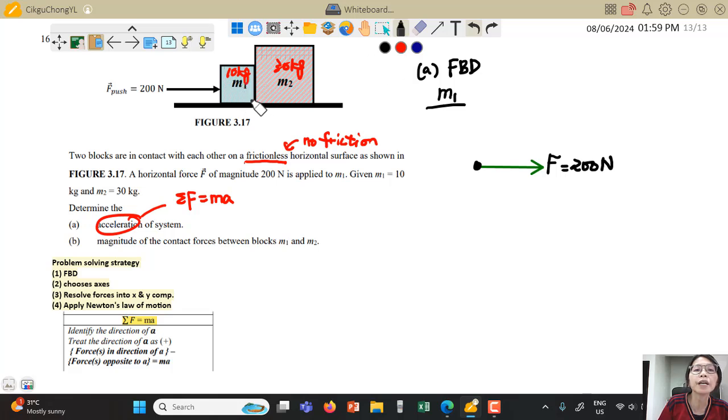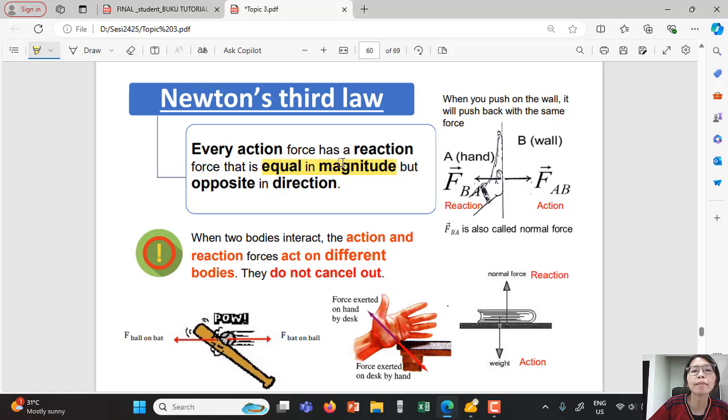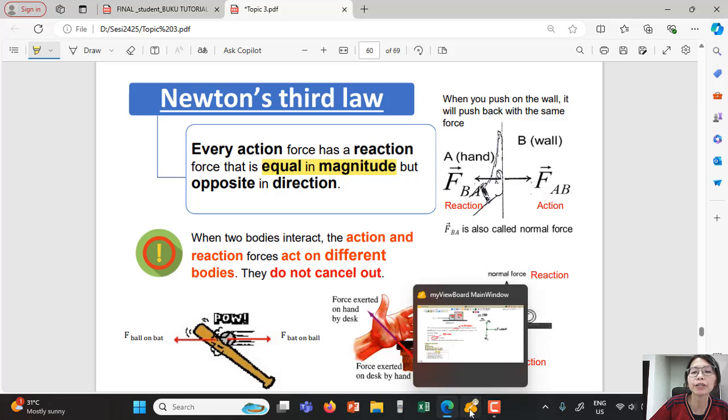M1 is put on the surface and has mass, so we are going to have weight downward, W1, and in contact with the surface, we have normal force perpendicularly from the surface acting upward, N1. Take note class, M1 is in contact with M2. According to Newton's third law, every action force has a reaction force which is equal in magnitude but opposite in direction.